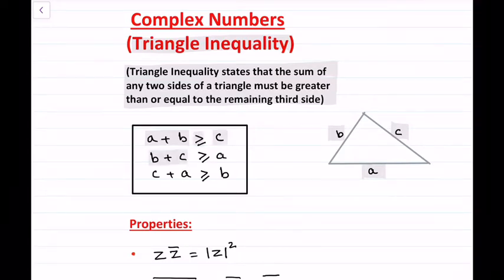Similarly, B plus C must be greater than or equal to A, and C plus A must be greater than or equal to B. So to prove the triangle inequality, we will be using the following properties.